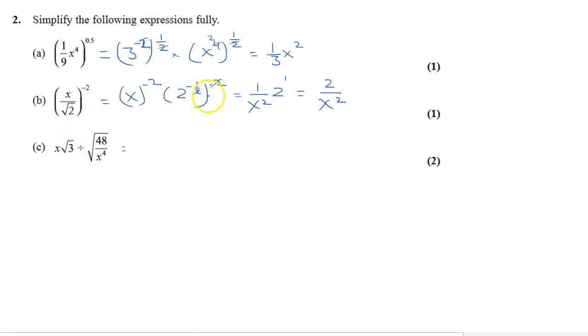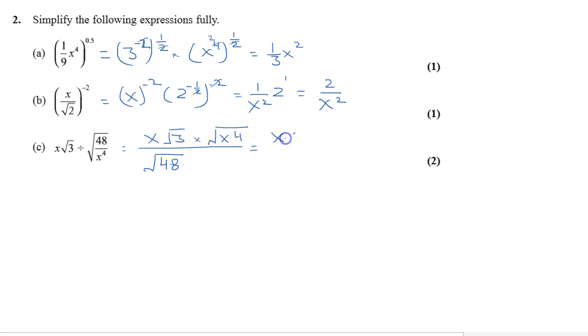Third part is x root 3 divided by root 48, further divided by x to the power 4. So multiply root x to the power 4. So that's how we can write this one.